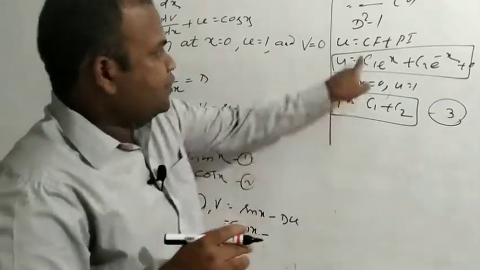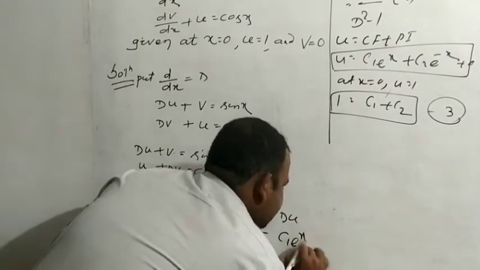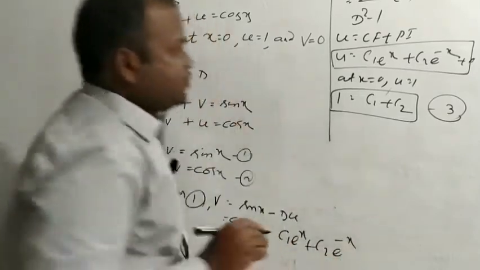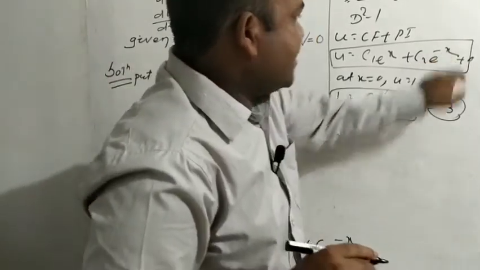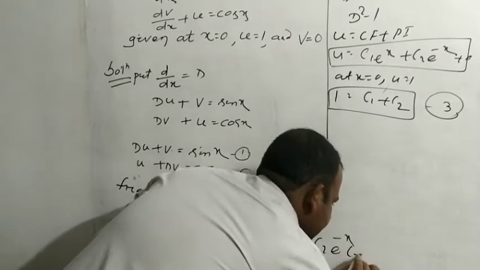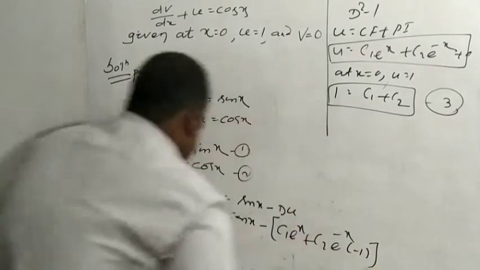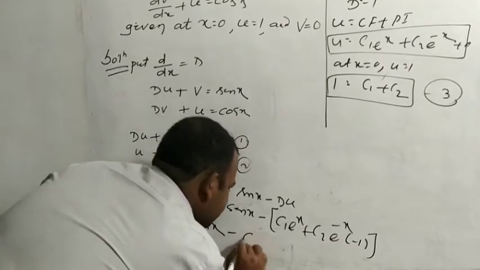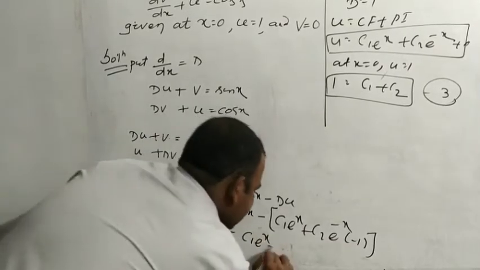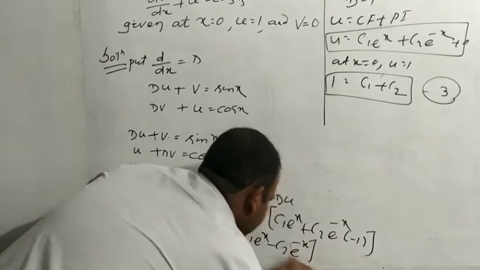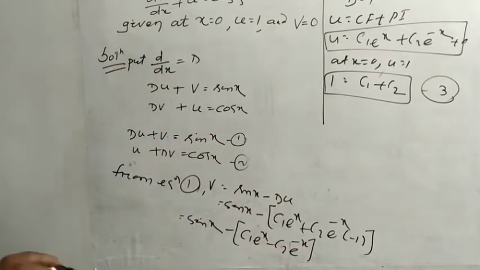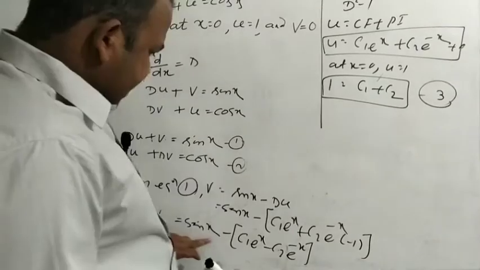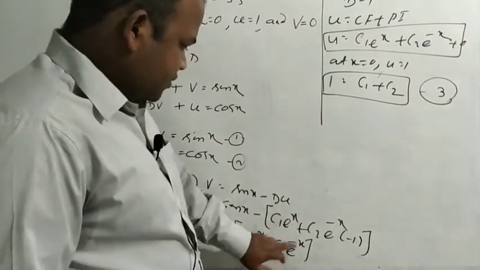So the derivative of u: this is c1 e raised to x plus c2 e raised to minus x, and the derivative of minus x is minus 1. So this is sin x minus c1 e raised to x minus c2 e raised to minus x. Okay. So this is the value of v: sin x minus c1 e raised to x minus c2 e raised to minus x.